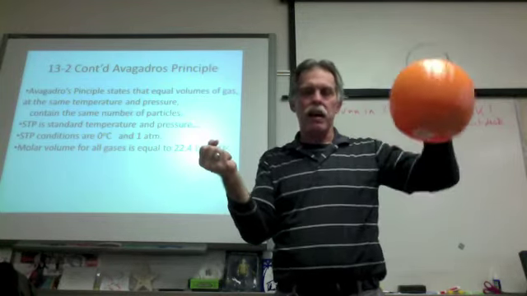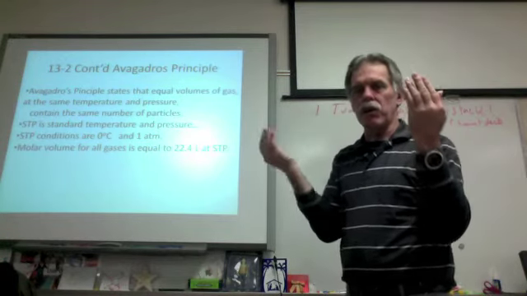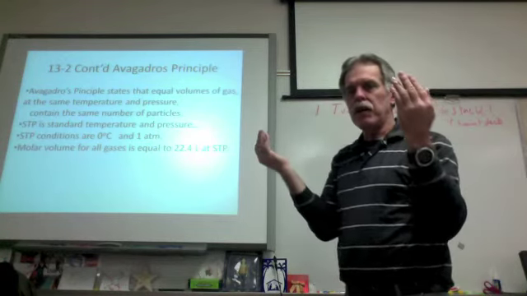This moves slow, this moves fast. They take up the same amount of space. 1 molecule, 1 molecule. Equal space. So, that goes all the way up to a mole or even bigger. And that's what Avogadro's principle says. If we have an equal volume, like 1 liter of oxygen and 1 liter of hydrogen, at the same temperature and pressure, they have the same number of molecules.